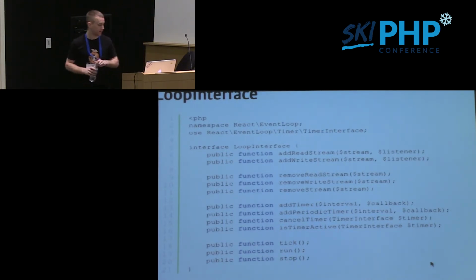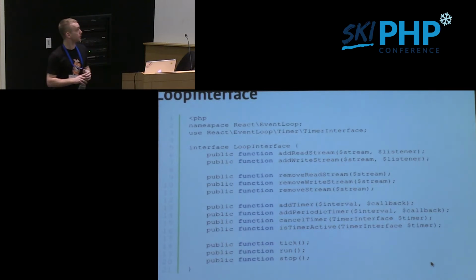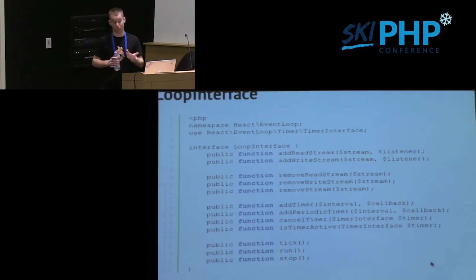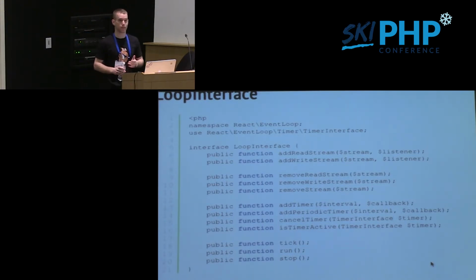So the loop interface, this is the interface to loop. We have add stream, remove streams, and add timers and periodic timers. Each time a loop goes through, it's called a tick. So run will just enter the event loop and wait for events to happen. And before that you can bind or remove, actually while it's running even, streams to this. And these are PHP streams. Has anyone ever used PHP stream wrappers? A few people? Okay.